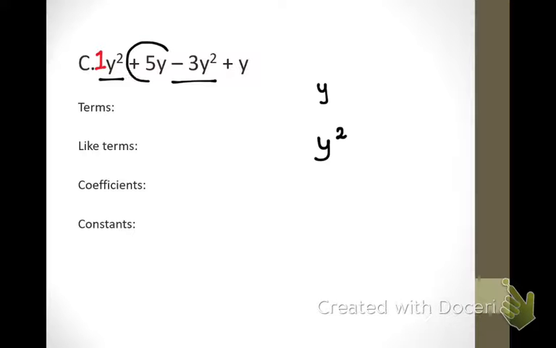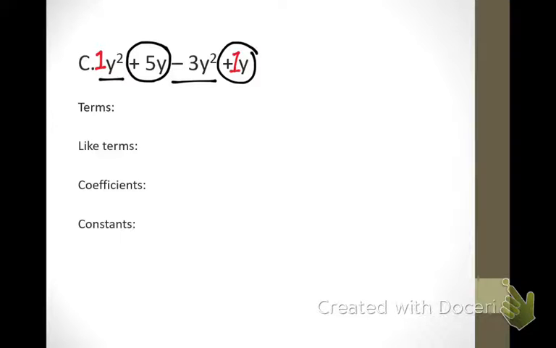Everyone circle +5y. Who else is in the y family, class? Just the plain old y. That one at the end, if you want, there's an understood 1 in front of it. So you can slip that in there if you want, and I'm going to circle +1y. Now I want you guys to write down the 4 terms that you see there.